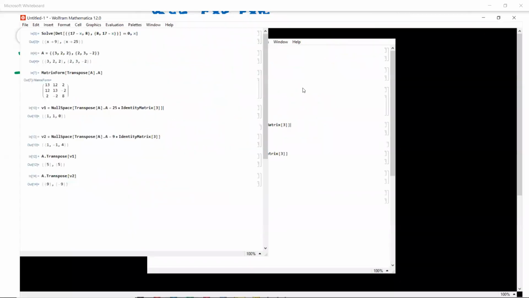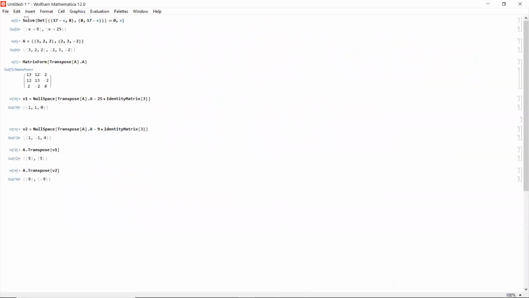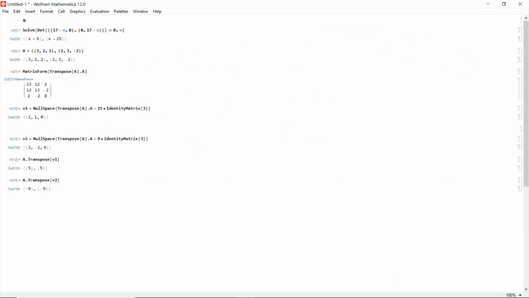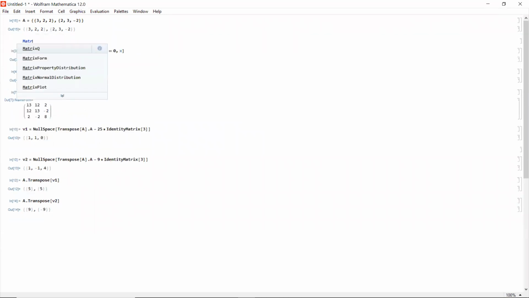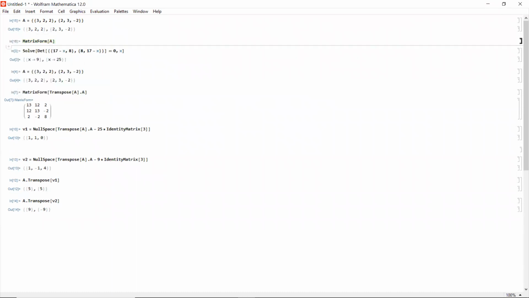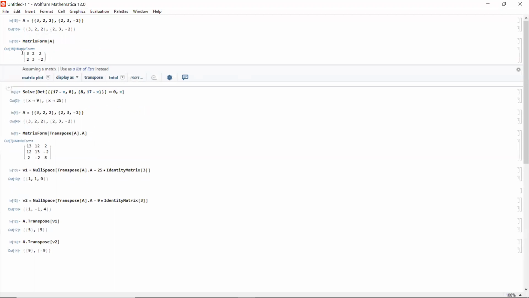So here I already did those calculations. Okay, only A A transpose. I didn't do A transpose A. So our A, this is the matrix 3, 2, 2, and then 2. It has a little bit different syntax than MATLAB. Probably you know Mathematica. So this is our matrix. We can write it in the matrix form to see that we really have the right matrix to work with.